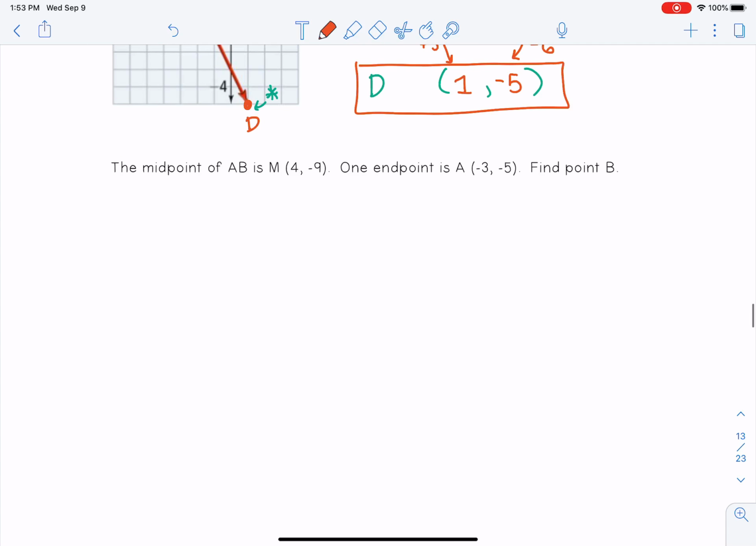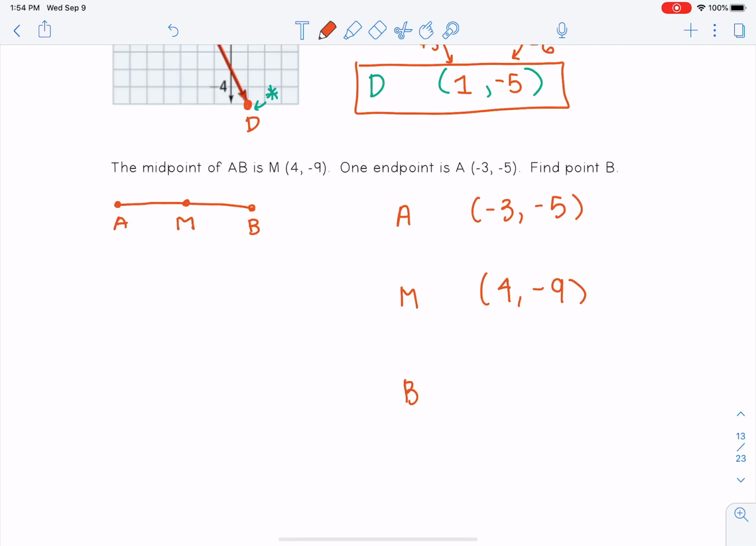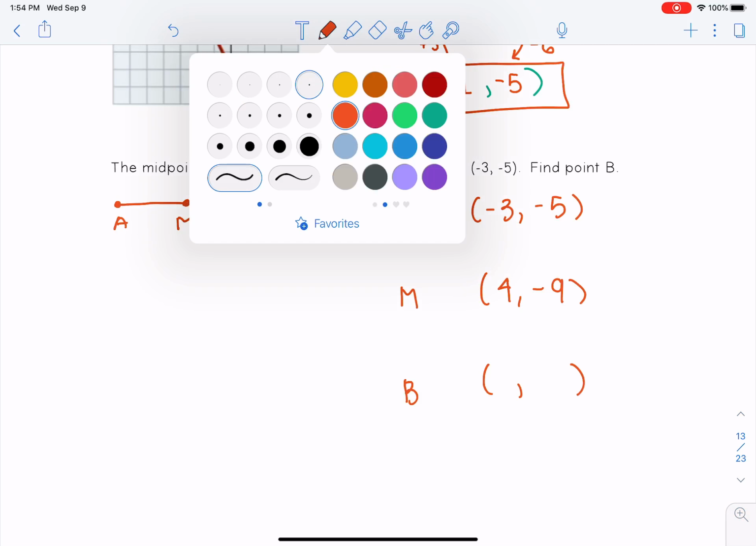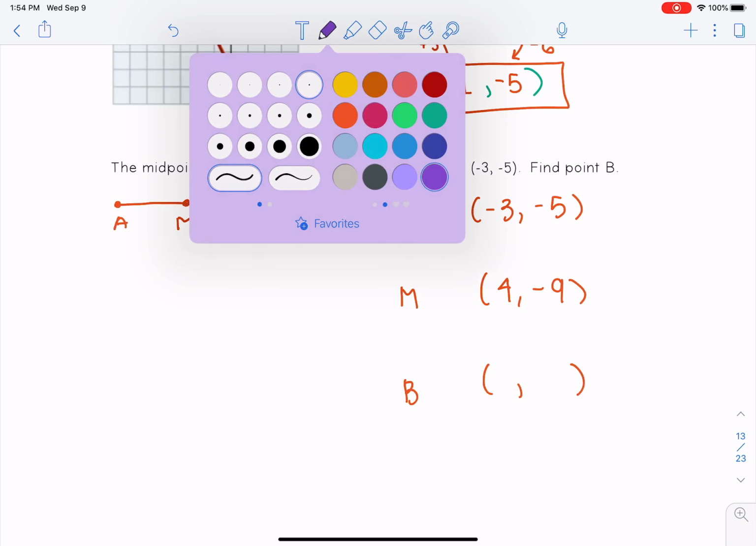Now we have the midpoint of AB is M. So let's try to draw this out just so we're sure. We've got this AB, and we've got our midpoint M, wherever it happens to be. So let's write A, M, B. A is -3, -5, and our midpoint is 4, -9. And I want to know what B is. Let's figure out how we get there.